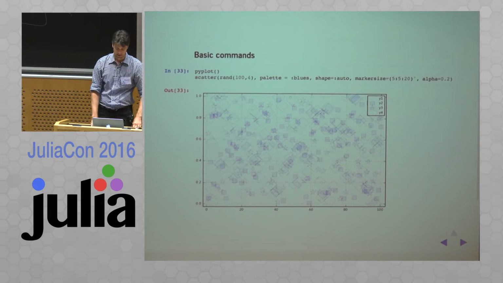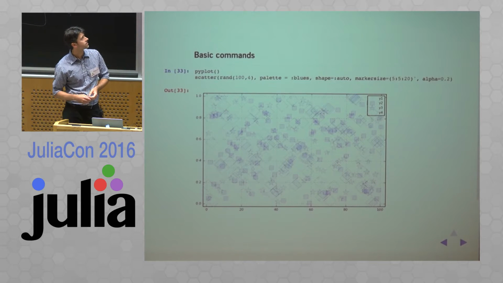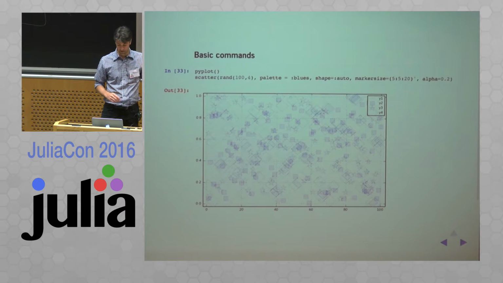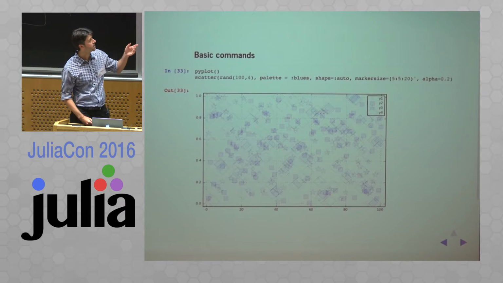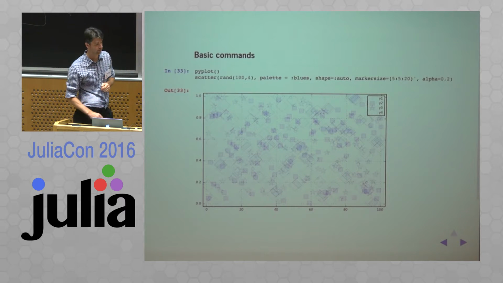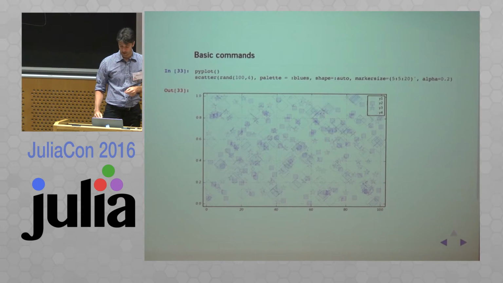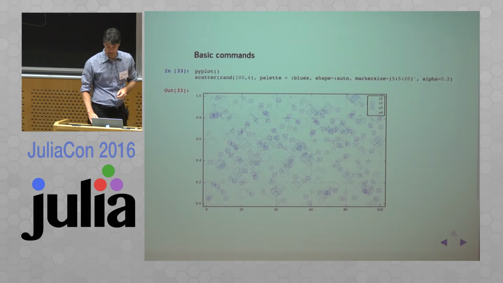Okay, so here's a basic command. It takes in a matrix, a 100 by 4 matrix. One important thing to note here, and you can probably see by the resulting graph, is that Plots will split things over columns. So in this case, it's going to create 4 series out of this matrix, and each series can take on its own attributes.